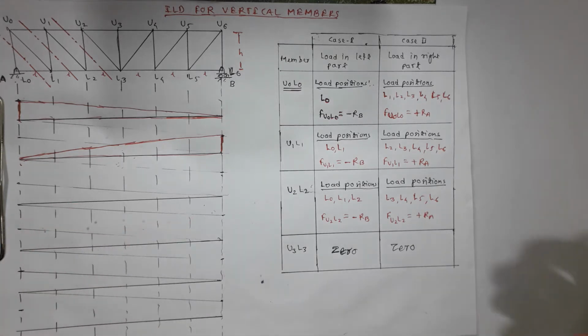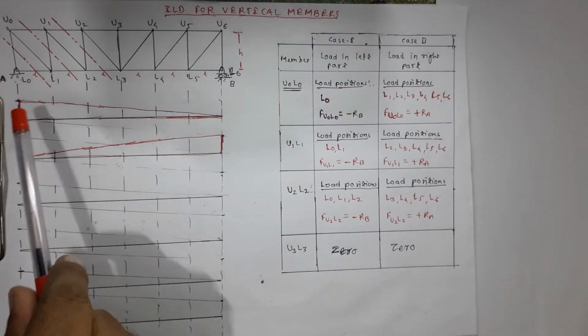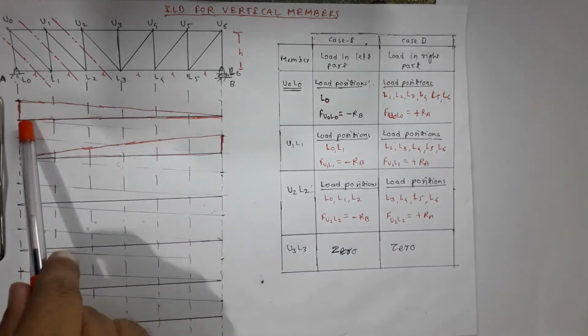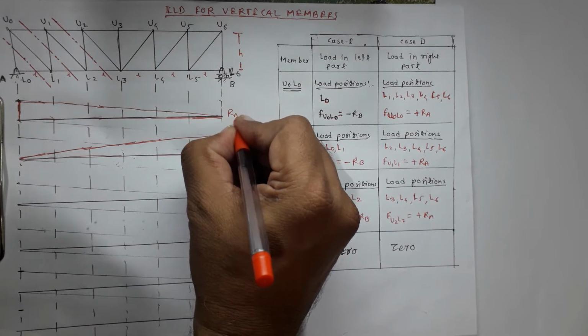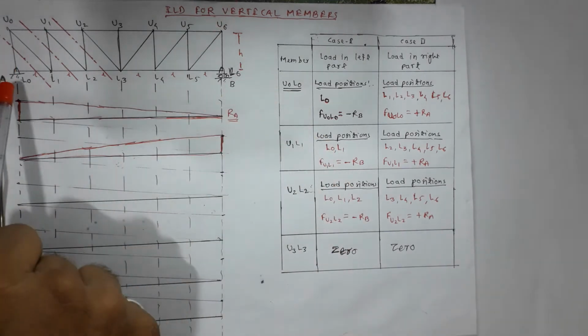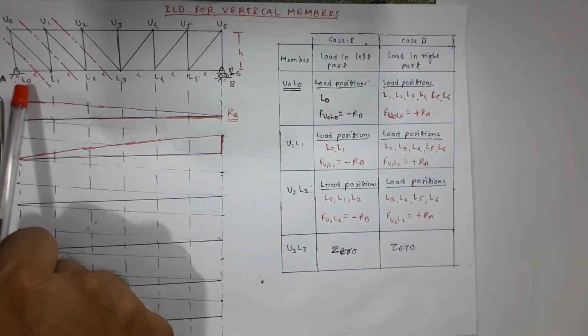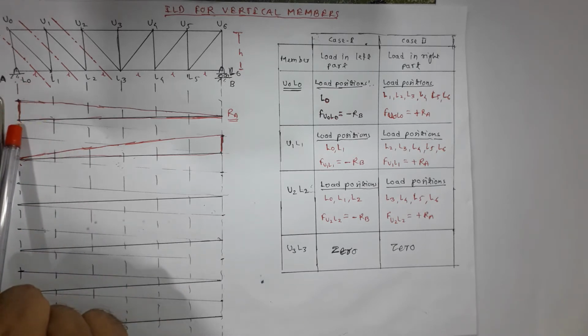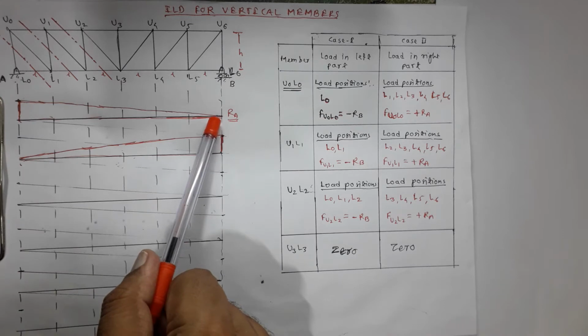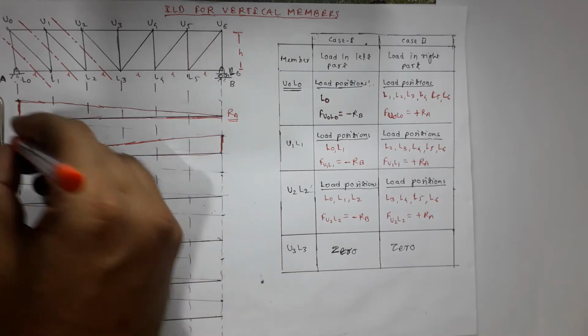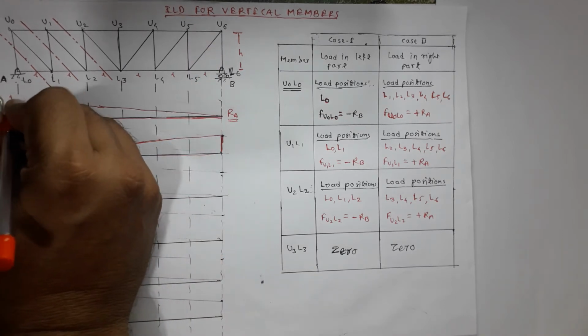Now when you want to draw the ILD for vertical members, first draw the ILD for reactions at supports. So I have shown the ILD for reactions at supports. This first ILD is for RA, that is reaction at the left support. And we know how to draw the ILD for RA. Mark 1 at A, mark 0 at B and just join these 2 points by means of a straight line, so that this ordinate is going to be 1.